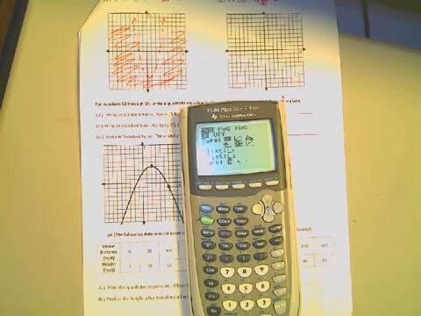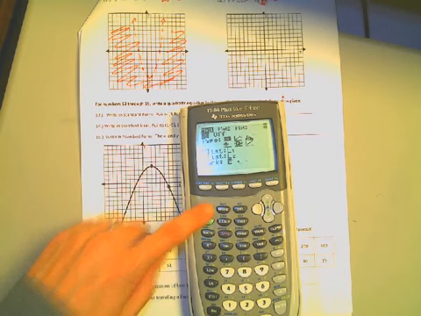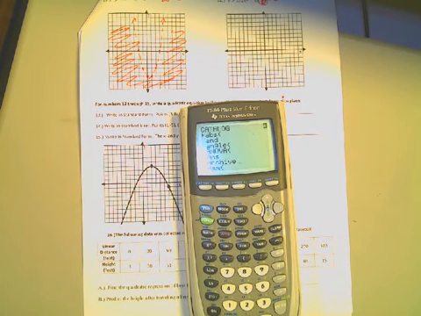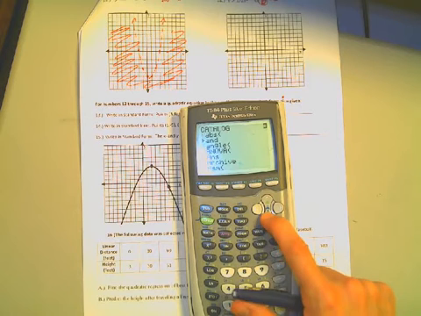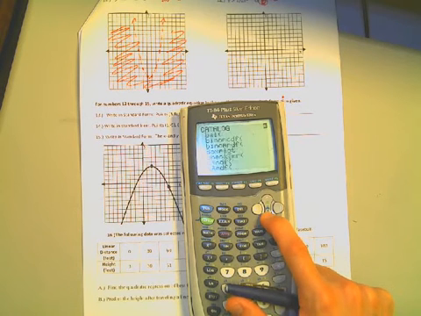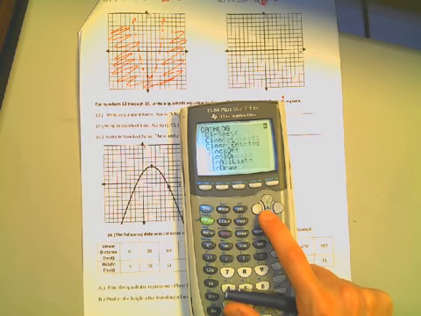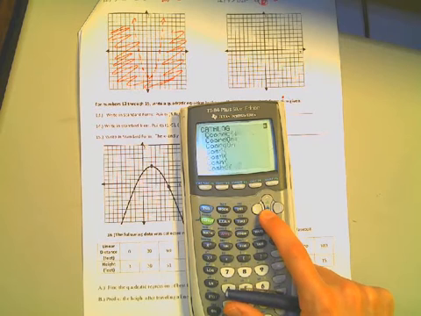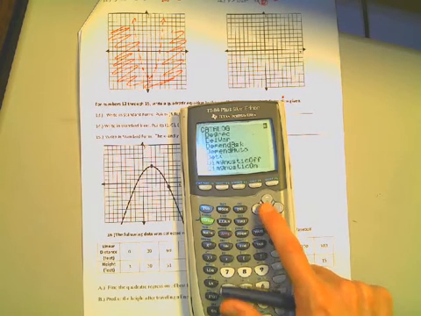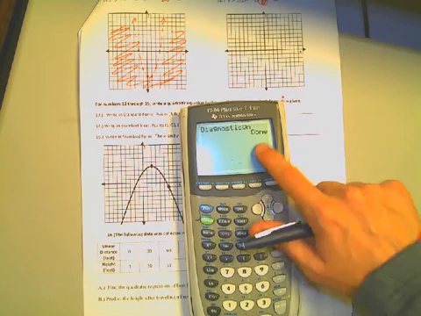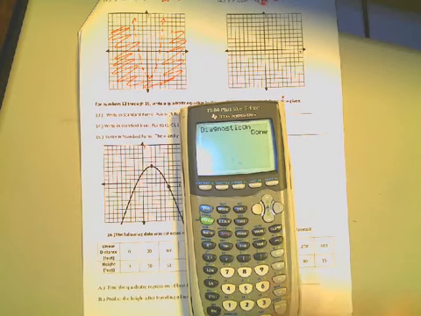Then I want to do second and then 0, which is catalog, and go all the way down to diagnostic on. When I press enter, I want to make sure that I see done right there. That means I've turned that on, so my calculator is going to give me enough information to really work with quadratic regressions.